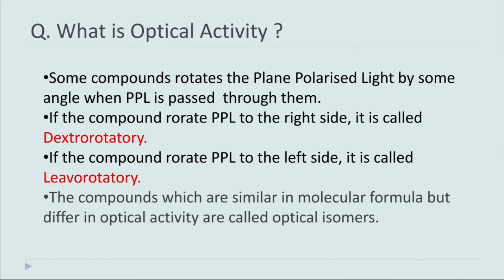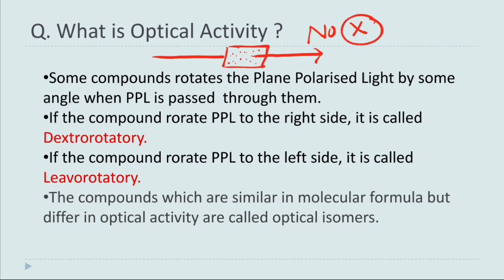Okay, now see, whenever we pass this plane polarized light through a solution of any organic compound, what may happen? It may happen that the plane polarized light just remains on its path. If we observe that the plane polarized light is propagating on the same path, then there is no optical activity. There is nothing like optical activity for this compound.